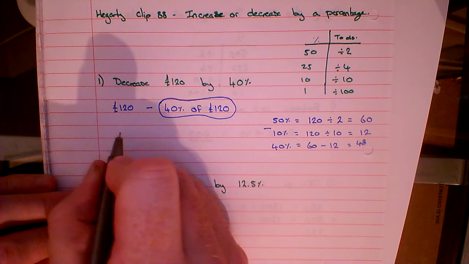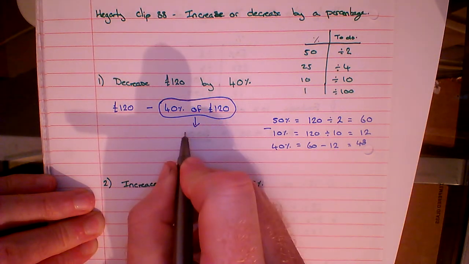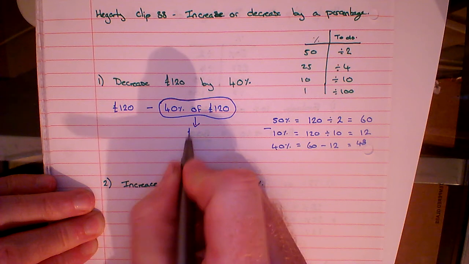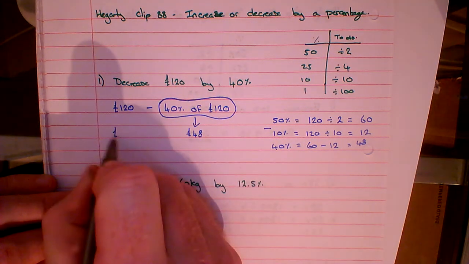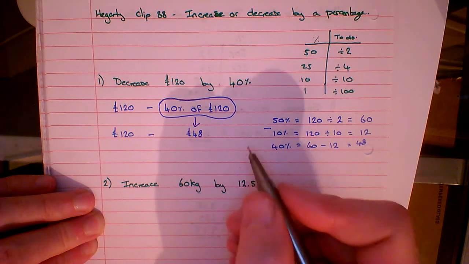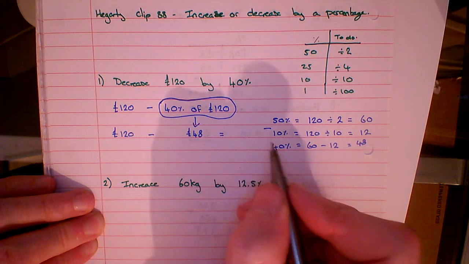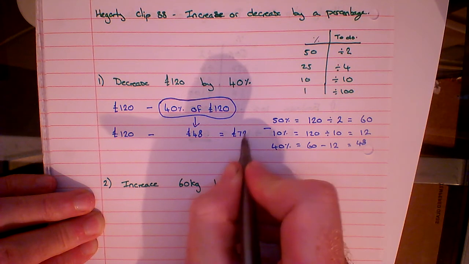So 40% of £120 is £48. So I've got £120 as my original, I'm taking away £48. Okay, so 120 take away 48, well that leaves me with £72.